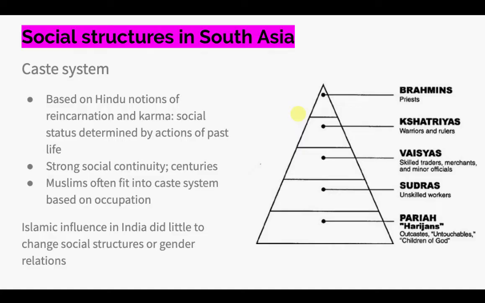For many reasons, Muslim presence in South Asia did little to change social structures. In general, Muslims lived outside the caste system, or found a place within it based on their occupation, such as a merchant, as you can see on the diagram. So Islamic rule did not change this structure, since so few Hindus converted to Islam. Since Muslim and Hindu beliefs about gender relations were similar, the roles of women did not change much either.